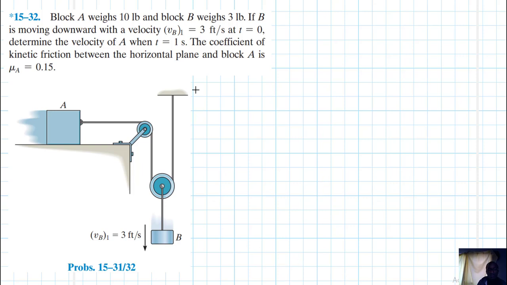This problem is coming from Engineering Mechanics: Dynamics, 14th edition, by R.C. Hibbeler. So let's draw the free body diagram.